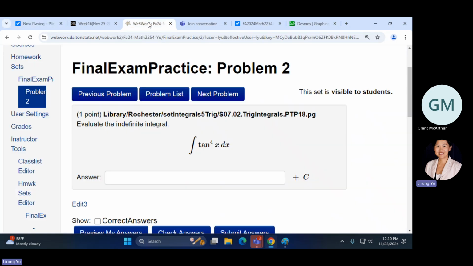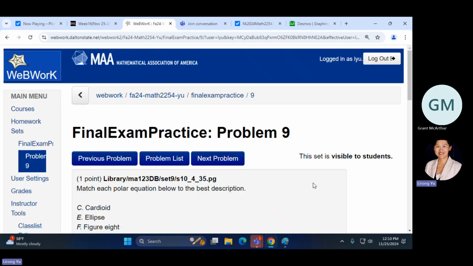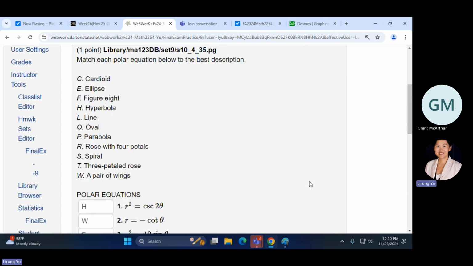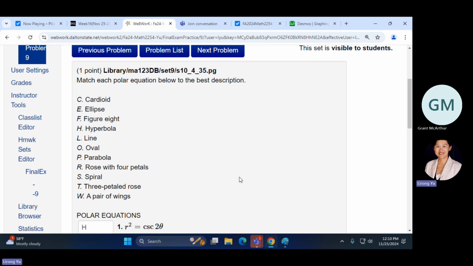Switch the final exam questions for a different version of that one. Like question 9. Remove it.